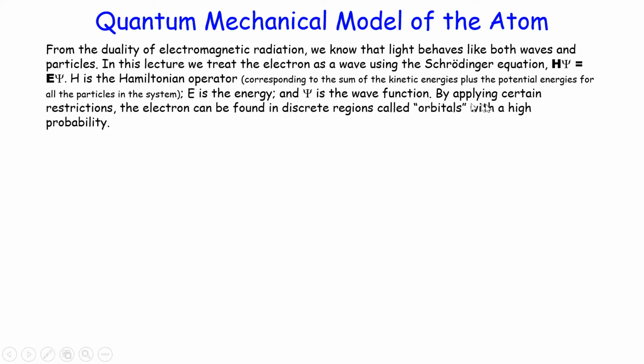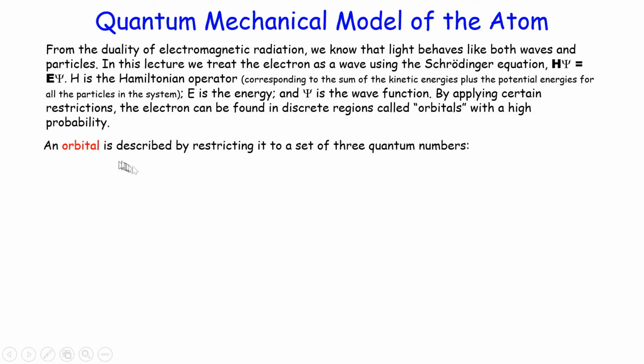If we apply certain restrictions, and those restrictions are related to the quantum numbers we are going to talk about, then the electron can be found in discrete regions called orbitals with a very high probability. Again, an orbital is described by restricting it to a set of 3 quantum numbers. What are the 3 quantum numbers?